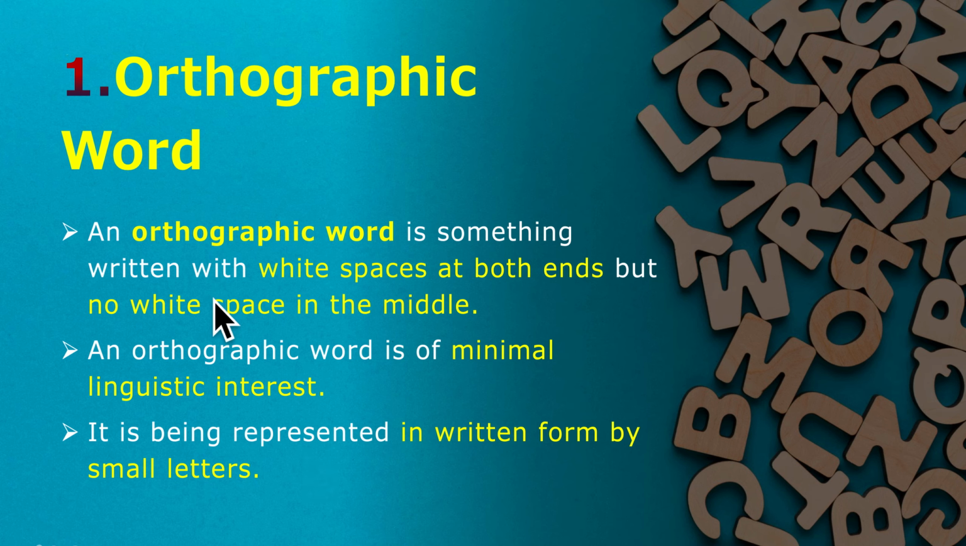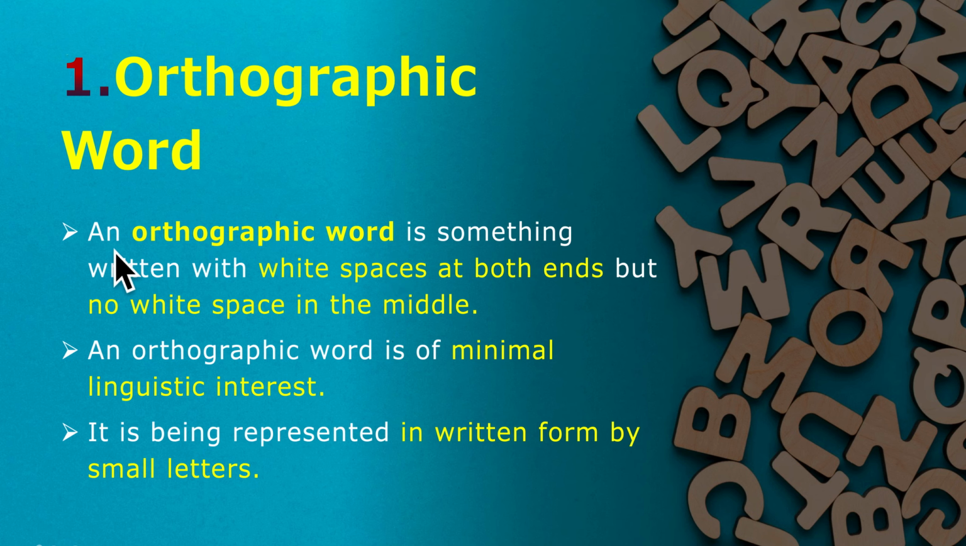Look here, an orthographic word is something written with white spaces at both ends. White spaces at both ends means that when we write a word, on the left side of the word and the right side of the word there is a space, and that space is normally white because normally we write words on the paper. That is why white spaces at both ends.